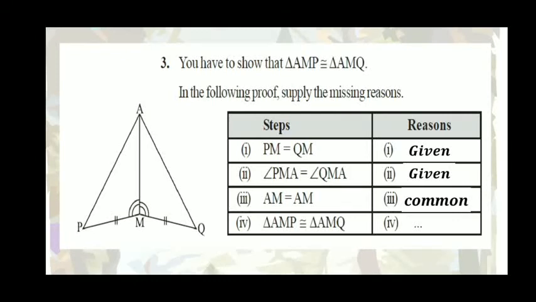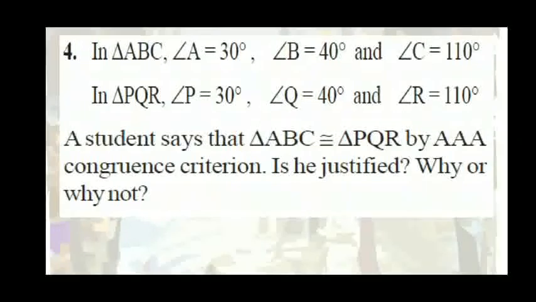Lastly, we have AM equals AM. Now here I talked about adjacent angles. Adjacent angles generally share a common arm and a vertex. Therefore, AM being the common arm, we could say AM equals AM. Reason could be common. Now therefore, all these congruent parts, the corresponding parts, tell us that the triangles are congruent by SAS test, because angle PMA and QMA is the included angle.